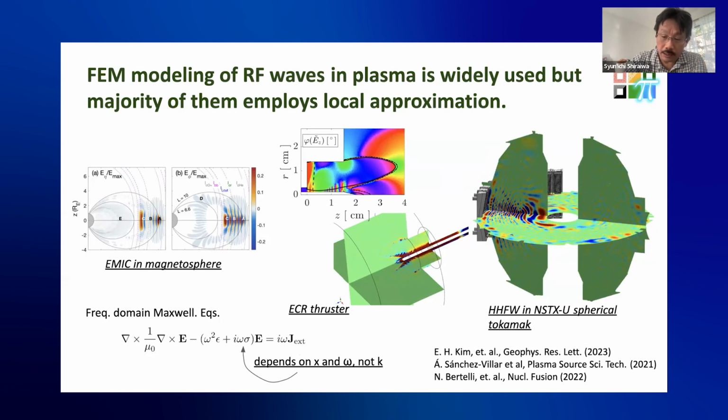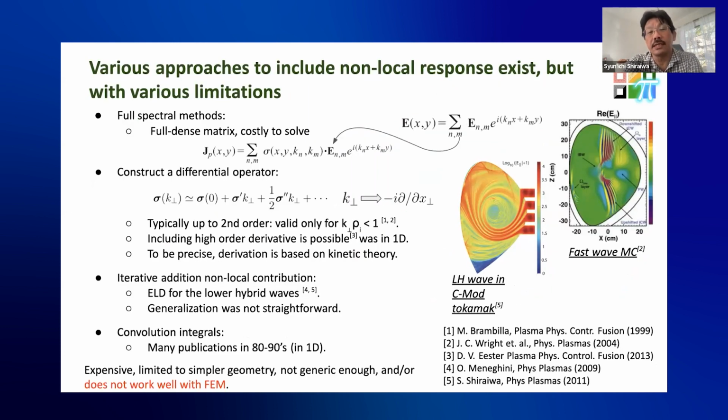Now there is work and simulation code which can handle the non-local response, especially in the fusion community. Various approaches have been developed, but each of them has limitations. One major successful approach is the so-called full spectrum method. Instead of using a finite element basis, which is local, or whose support is limited in space, it uses a spectral ansatz, and the electric field and current are expressed as a superposition of Fourier modes. As you can imagine, the simulation domain is a little bit limited to a square or some simpler geometry, but this has been very successful in our field.